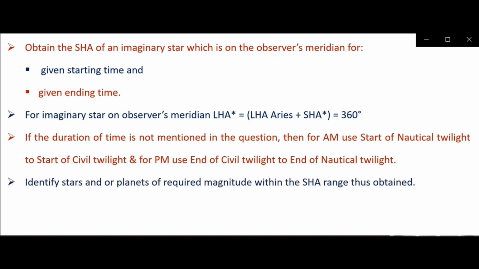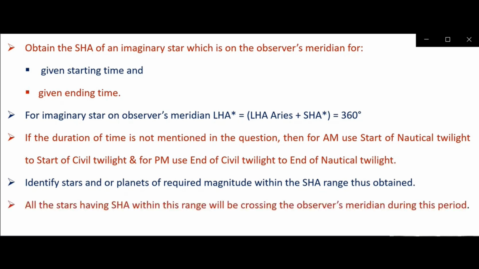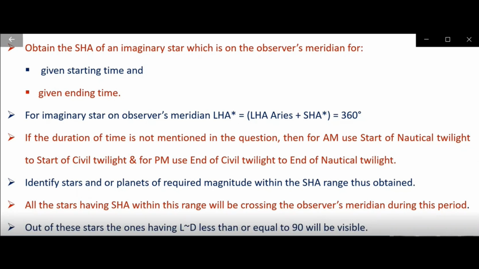We can identify the stars and planets within the SHA range thus obtained, corresponding to the magnitude of stars and planets that is given in the question. Now, all the stars within this range shall be crossing the observer's meridian during the given interval. Whether they shall be visible or not, or whether they shall be suitable for taking sight or not, or whether they shall be suitable for ex-meridian observation or not, we know once we get a comprehensive list of all the stars and planets, we can do the further analysis depending on whatever may be expected of us in that particular situation or particular question.